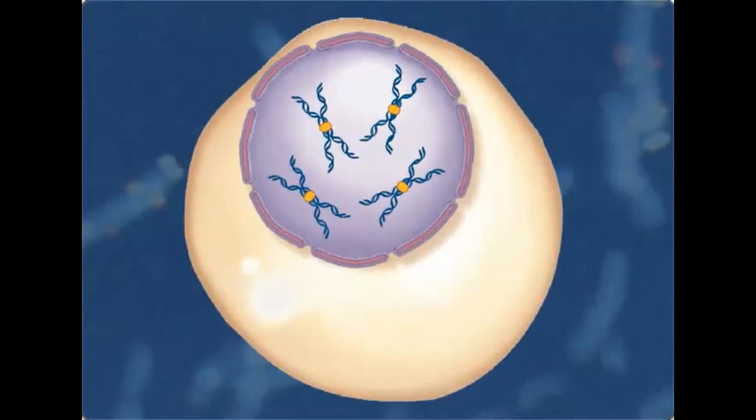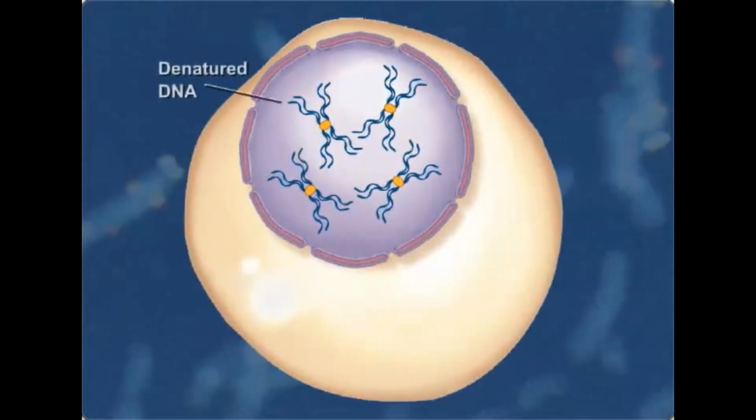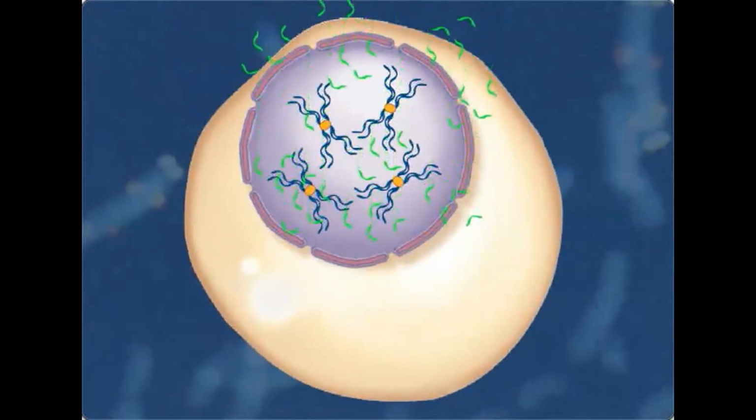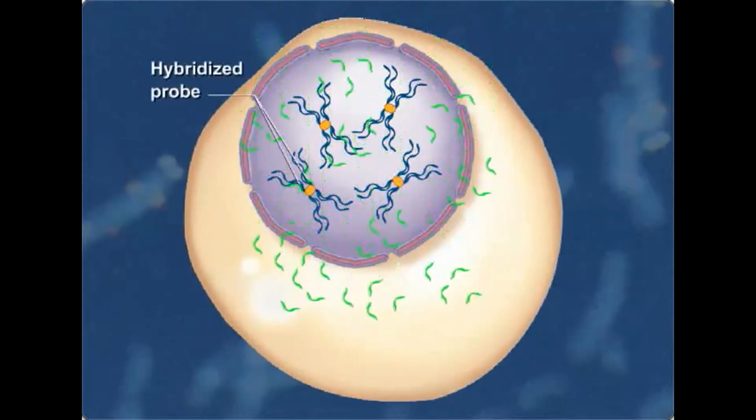Next, the slide is treated so that the chromosomal DNA is denatured into single strands. Then special DNA probes are flooded onto the slide. DNA probes are small pieces of single-stranded DNA with a sequence from the gene of interest. Probes are able to hybridize only with their complementary sequence, which will be at the site of the gene of interest on a particular chromosome. The DNA probes are allowed to hybridize with the denatured chromosomal DNA, and any excess probes are washed away.